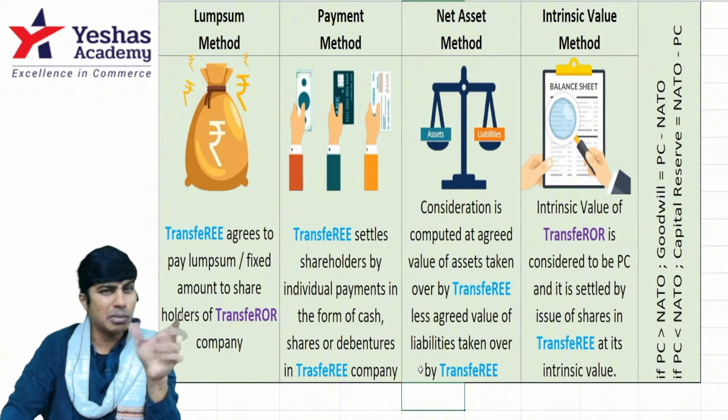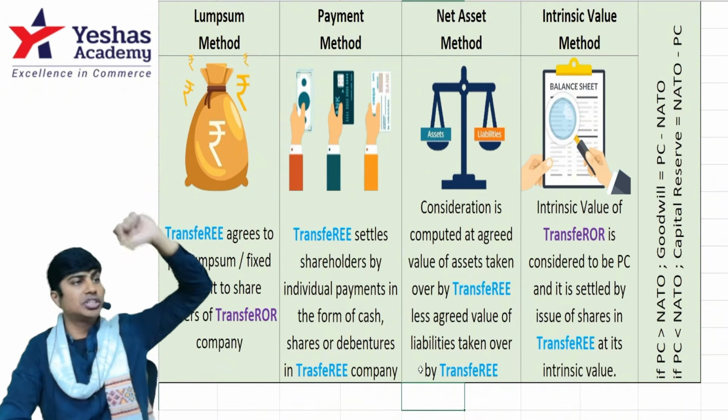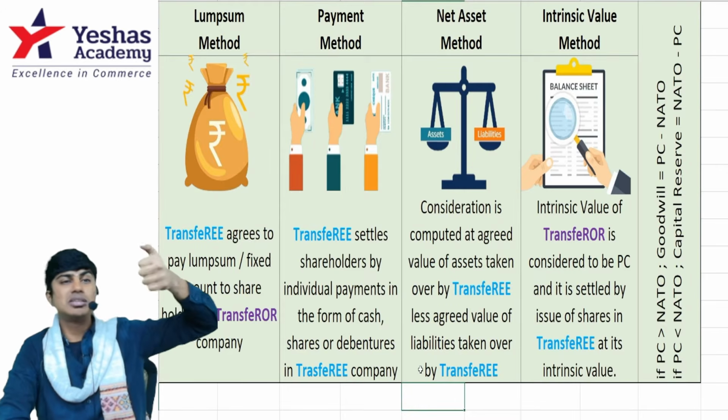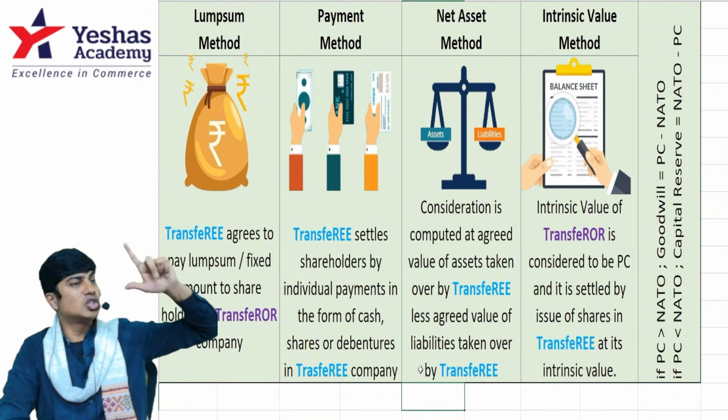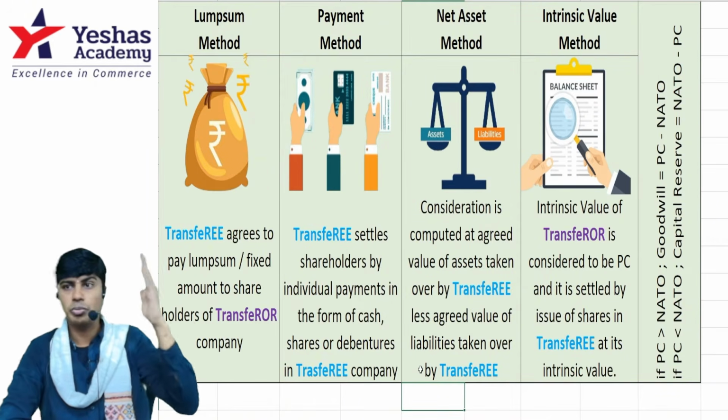That goodwill can be a lump sum amount mentioned, or it can be computed under one of the methods you read in your foundation. It can be computed under which method? Simple average method, weighted average method, super profit method, capitalization method. One of these methods can be applied. I hope you are aware.